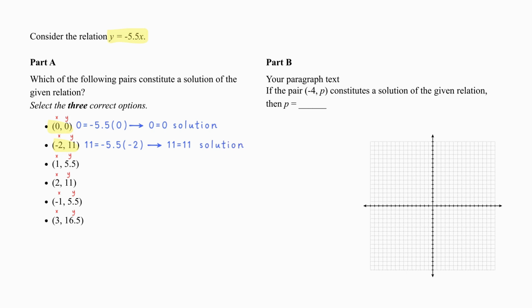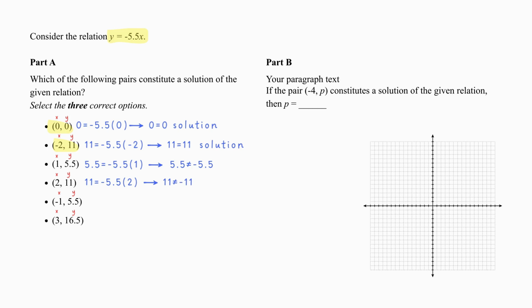Test coordinates 1, 5.5. 5.5 equals -5.5 times 1. 5.5 is equal to -5.5. Both sides are not equal to each other, so the coordinate 1, 5.5 is not a solution. Test coordinates 2, 11. 11 equals -5.5 times 2. 11 equals -11. Both sides are not equal to each other, so the coordinate 2, 11 is not a solution.